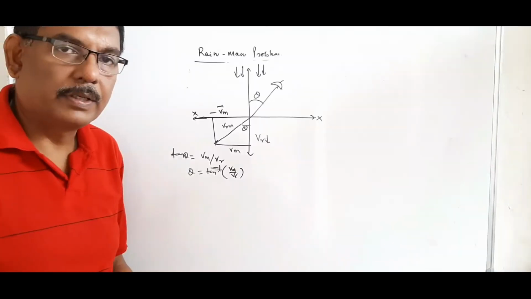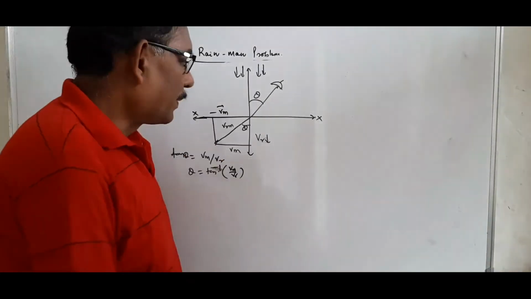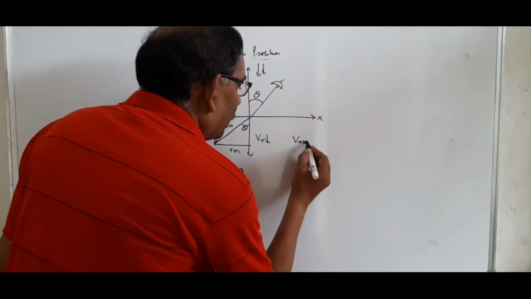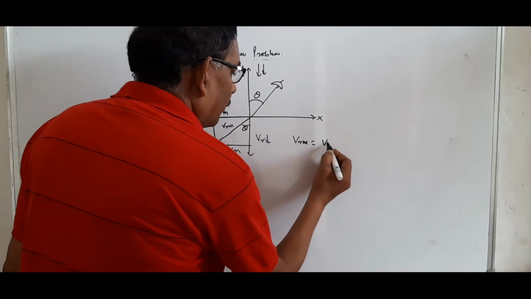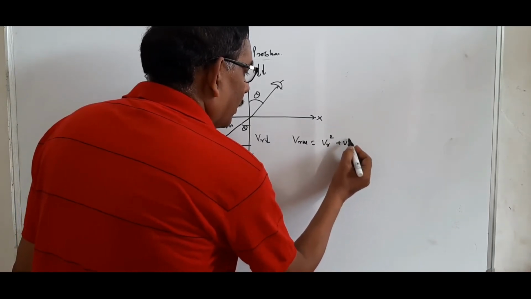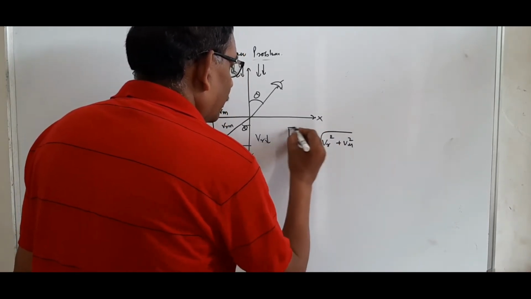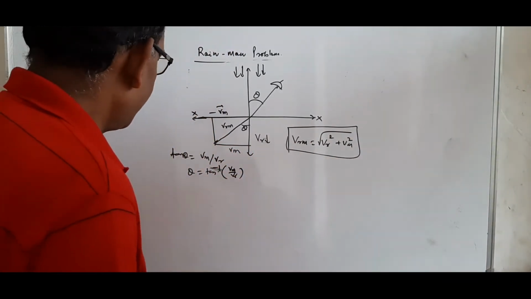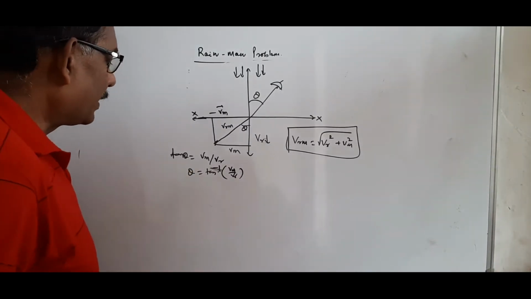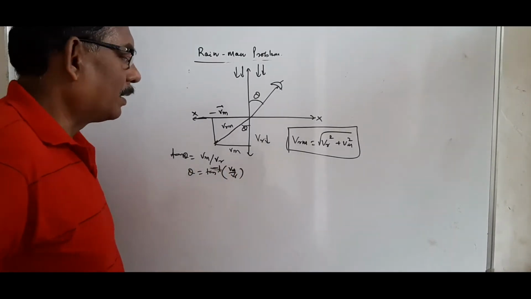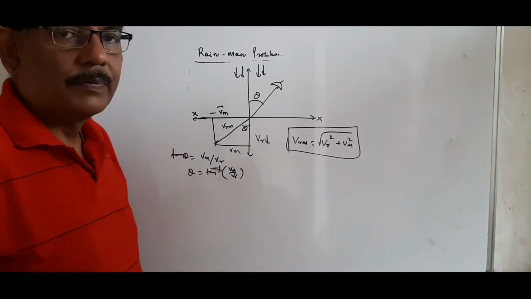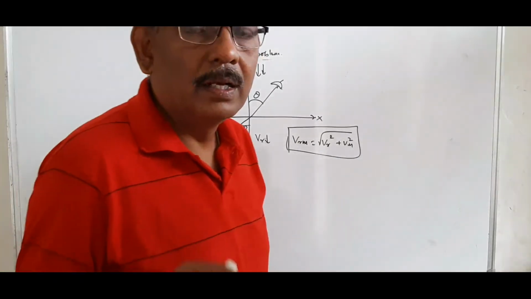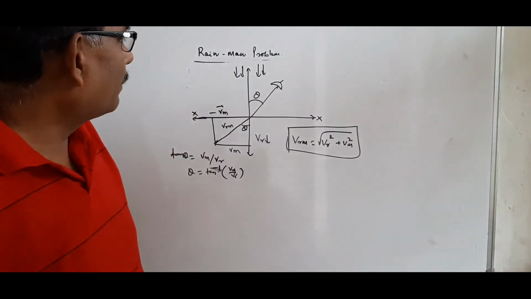Now the resultant of rain with respect to man, Vrm, is equal to root of Vr square plus Vm square. So it is the resultant of rain with respect to man, and in the direction theta equals tan inverse Vm by Vr. In this direction, the man should hold his umbrella to protect himself from the rain. So this is all about the rain-man problem.